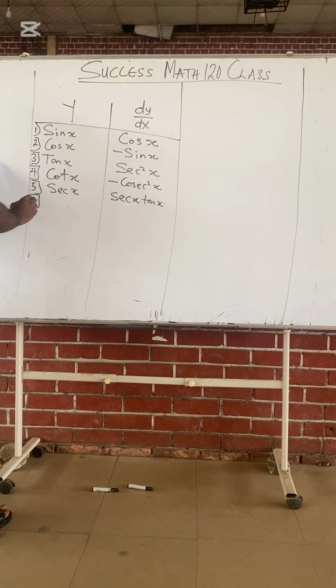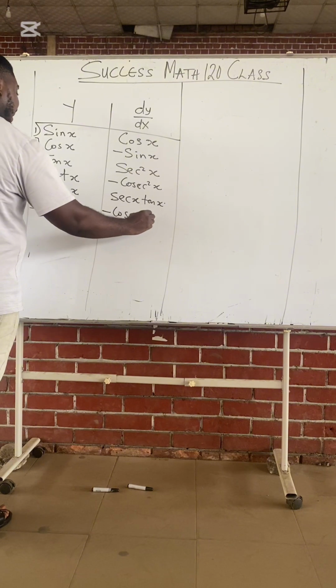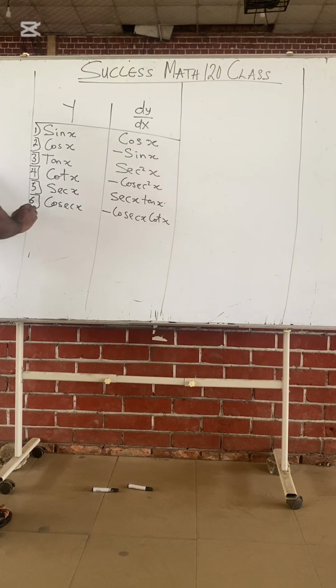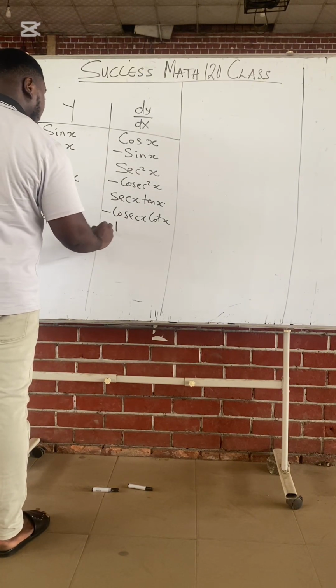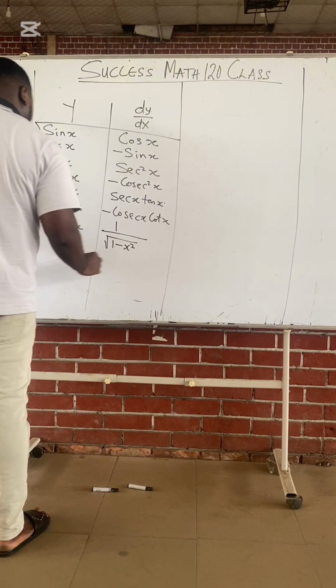Six. Follow me. Cosec x gives minus cosec x cot x. Seven, arc sine x. Arc sine x means sine inverse of x, that is sine raised to power minus 1 of x. Sine inverse of x is arc sine. The derivative of arc sine x is 1 all over square root of 1 minus x squared.